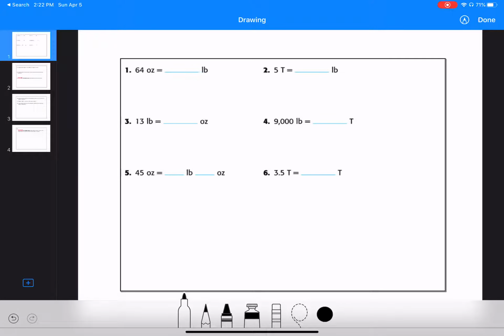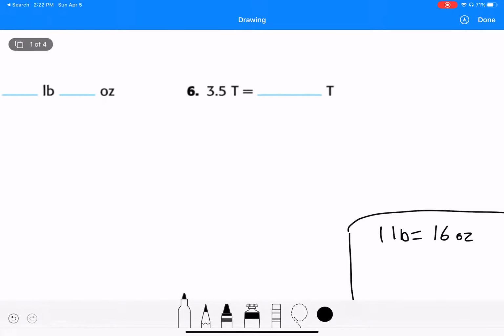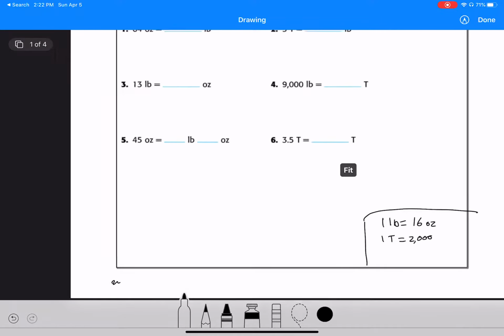This recording is going to help you understand your customary weight conversion review. Let's first put down in the corner some information we should know. We should know that 1 pound equals 16 ounces. We should also know that 1 ton equals 2,000 pounds. And we'll be able to go from there.